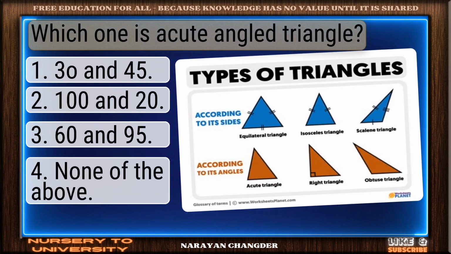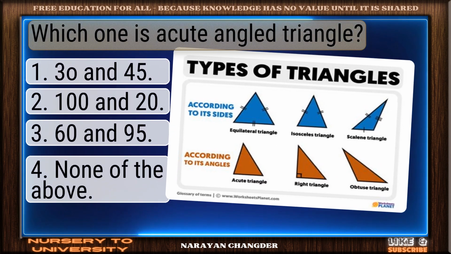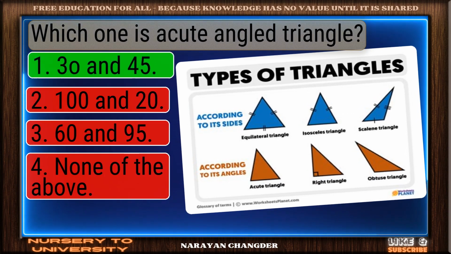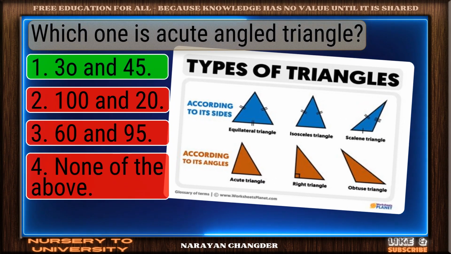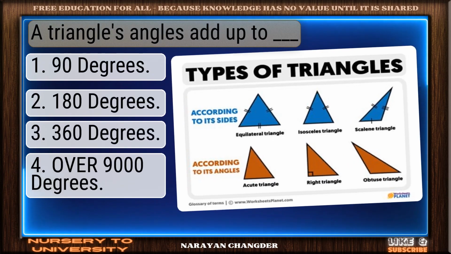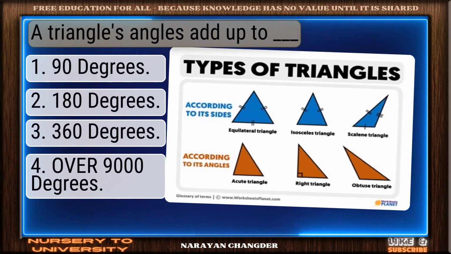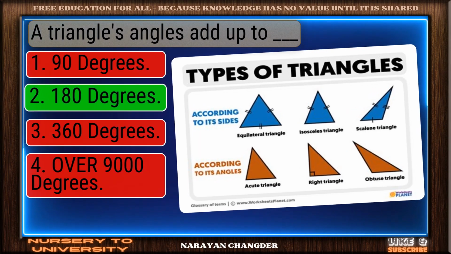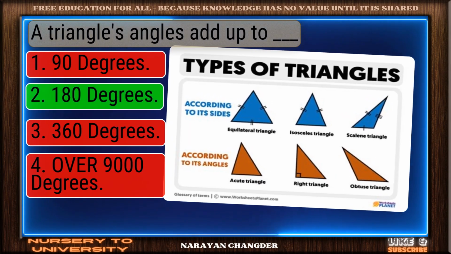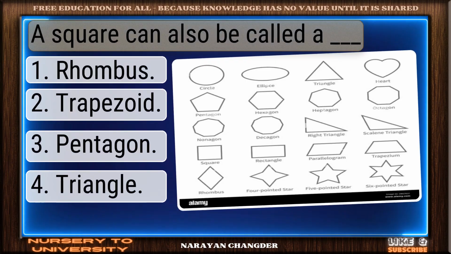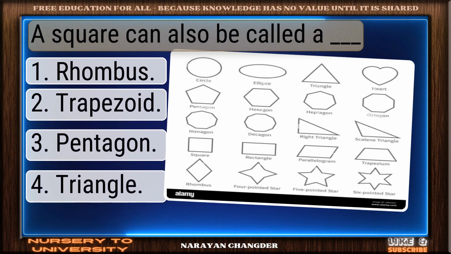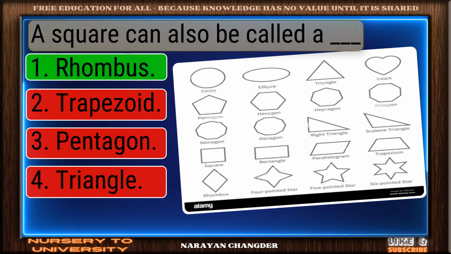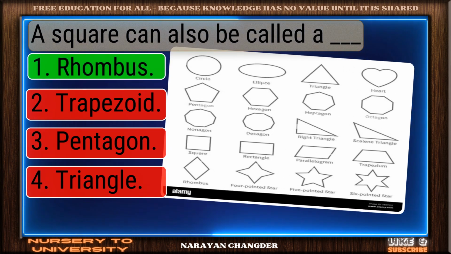Question number 244. Which one is acute angled triangle? Smart move. 30, 60, 45 is an accurate answer. Question number 245. A triangle's angles add up to dash. Bravo, 180 degrees is the answer. Question number 246. A square can also be called a dash. You're right. Rhombus is the correct answer.